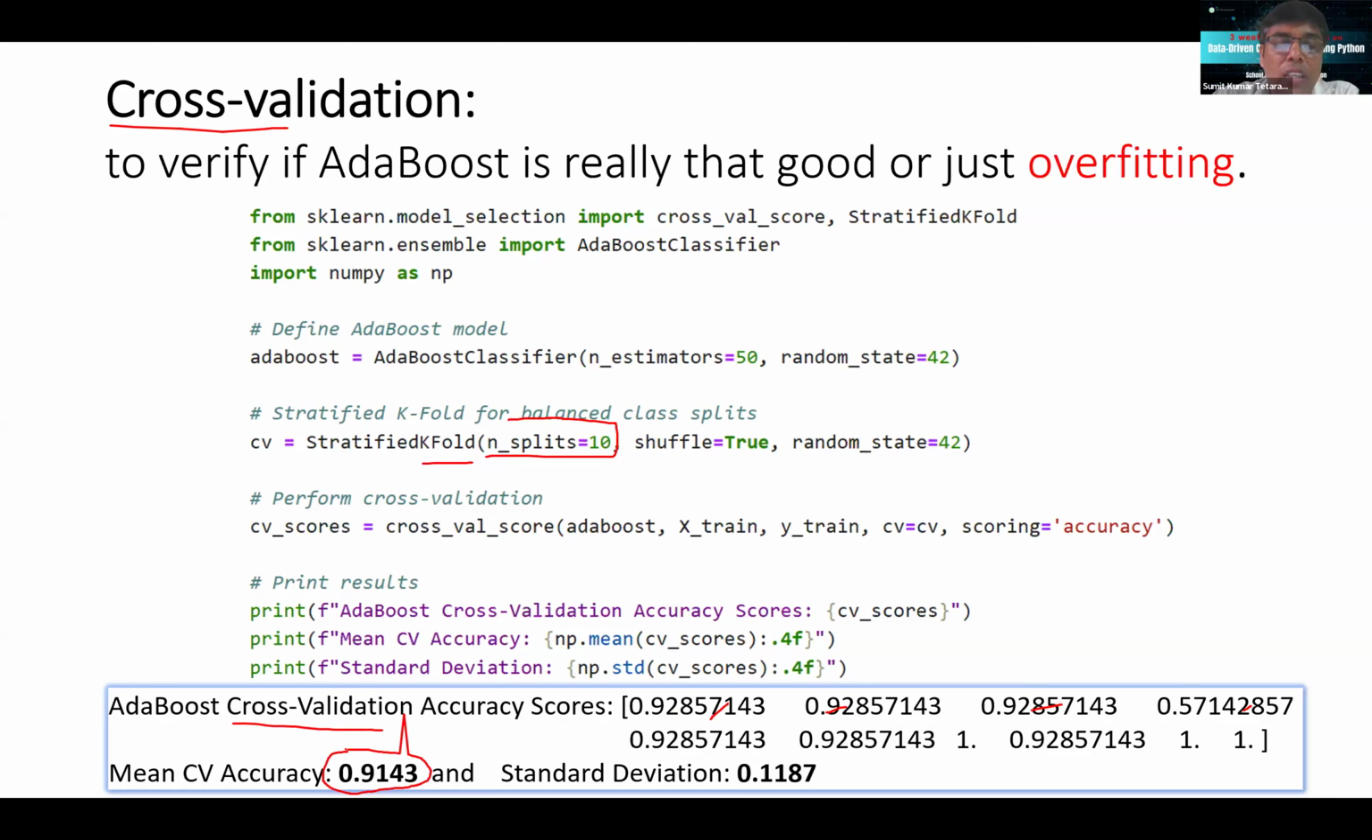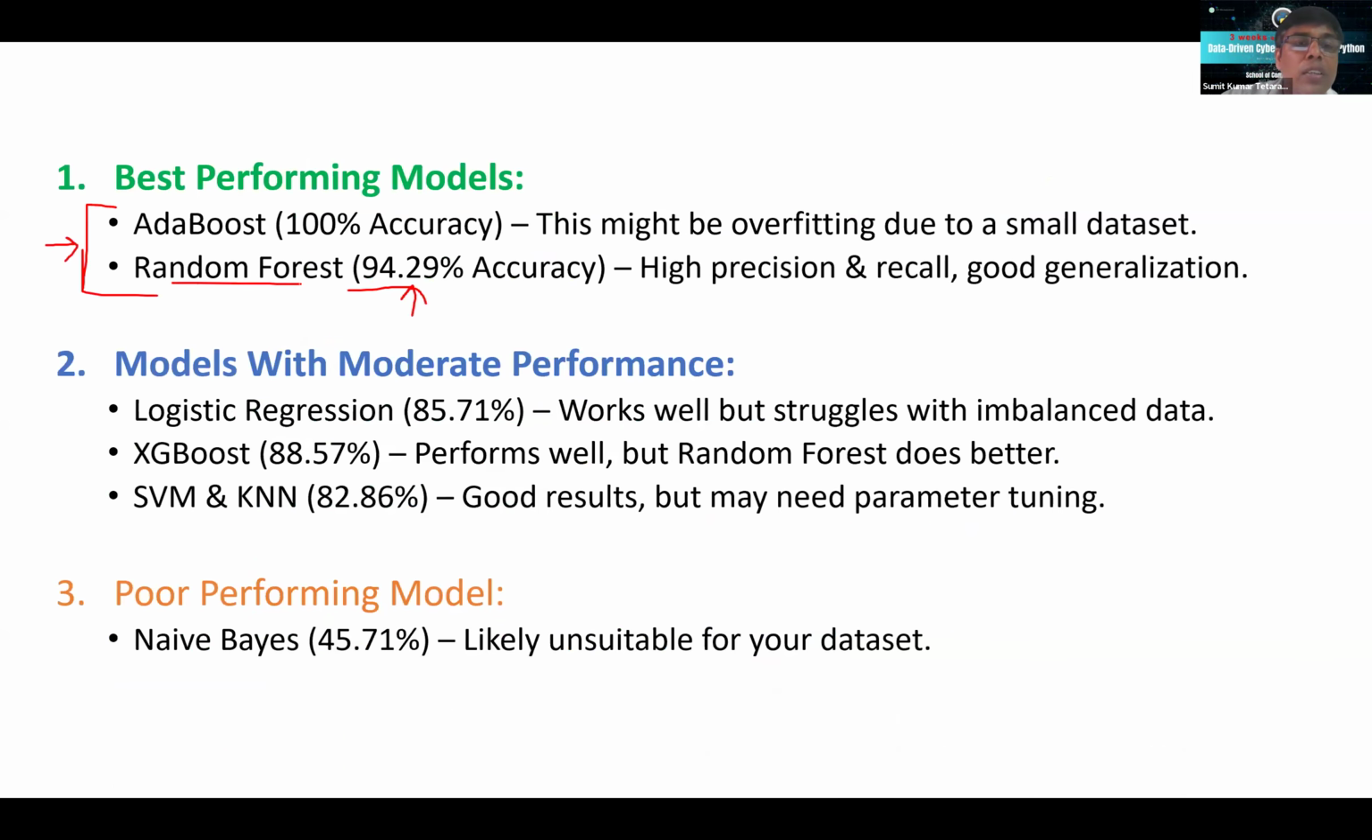Okay, now see, in reality, the ADA that is showing 100% accurate is now only 91% accurate. It's less than your random forest. Okay, it's not 100% actually.